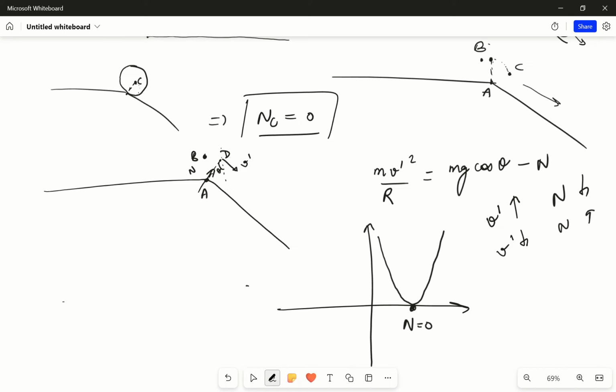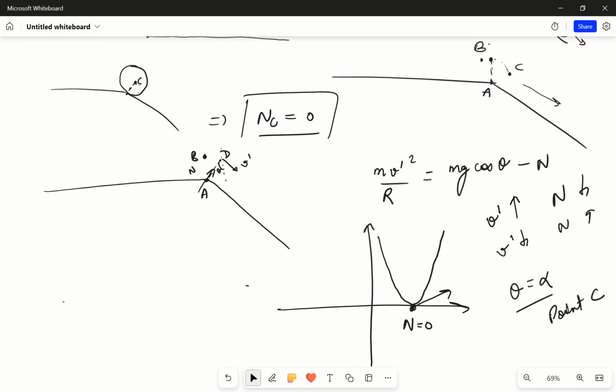So we have to find that velocity. What would be that velocity? For theta equal to alpha degree, we have to make the normal equal to 0 at point C. So that means we have to make theta equal to alpha. So we have to find that velocity. What would be that velocity?